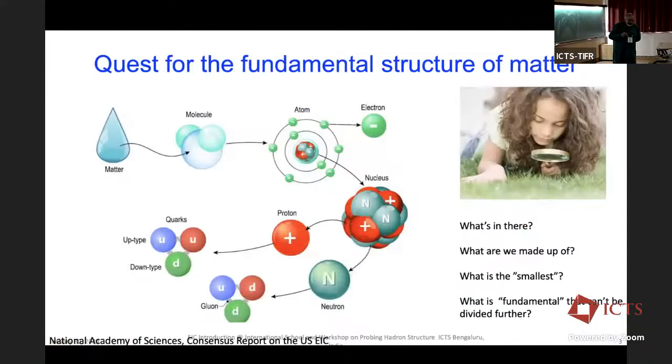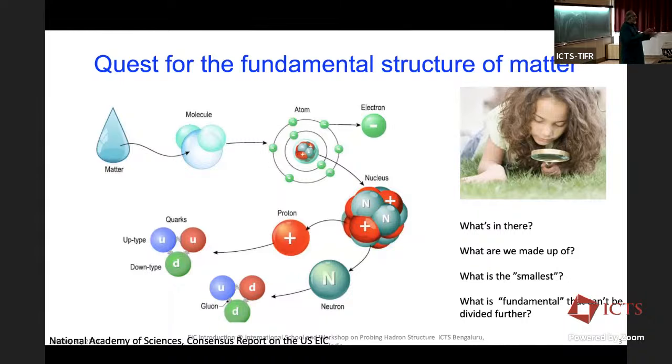So I think the curiosity about what is fundamental structure of matter is universal. Studies of what is the smallest thing we can see have occurred simultaneously in the East, in the West, in their own way. And that is sort of depicted by this nice picture that was made for the Electron-Ion Collider consensus report by the National Academy that blessed the collider to go forward for its science.